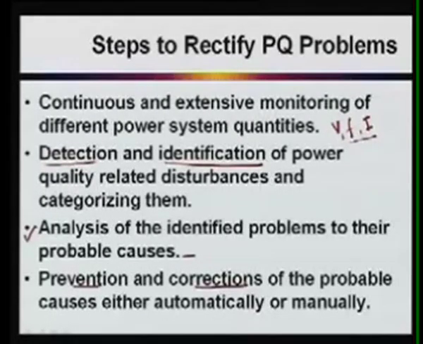It can be done automatically or manually, but no doubt manual correction as well as prevention is very, very difficult, because, as I have already shown you, these events last a fraction of seconds or minutes. So manually it is not possible. Normally these corrections are done automatically in the power system. So we have seen the power quality issues and the related problems and probable causes.